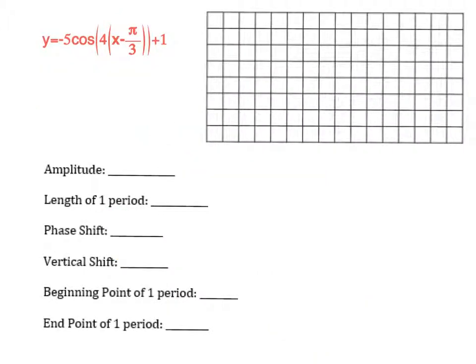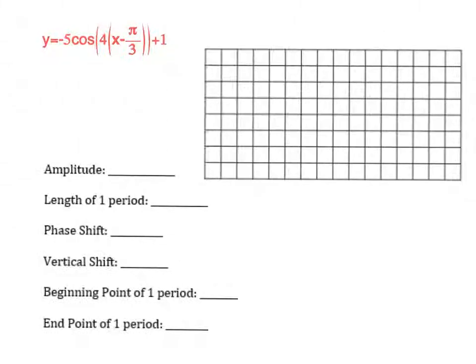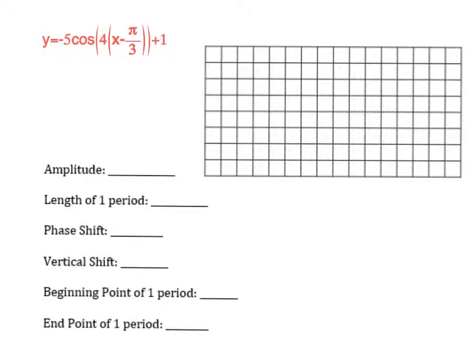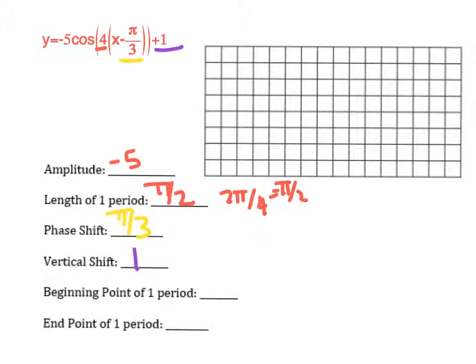Next equation, -5 cosine 4 times x minus pi over 3 plus 1. Let me erase that and move this down a little bit because we're going to need some more space. Okay, my amplitude is -5. My length of my period is 2 pi over 4, which turns into pi over 2. My phase shift is pi over 3, going to the right. And my vertical shift is 1.